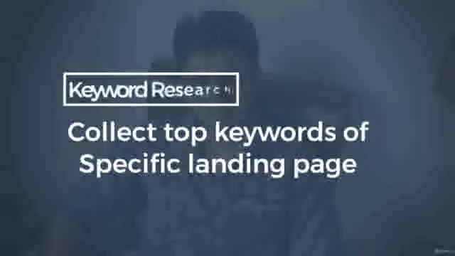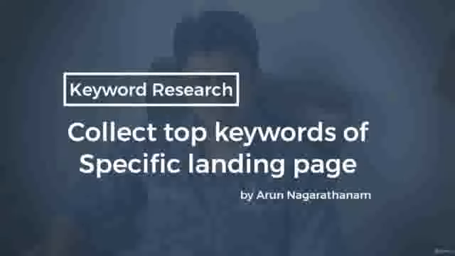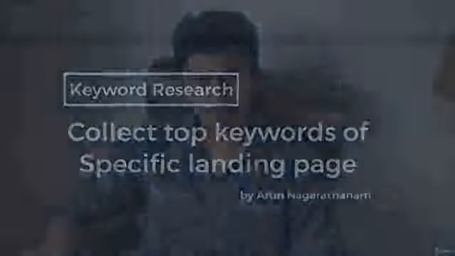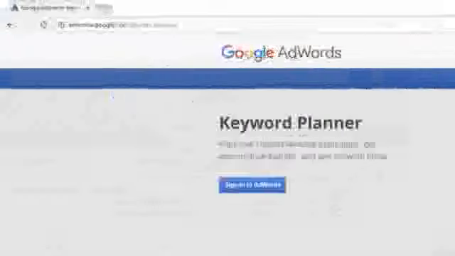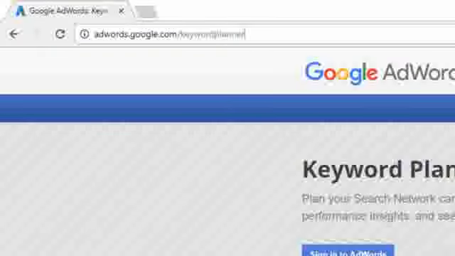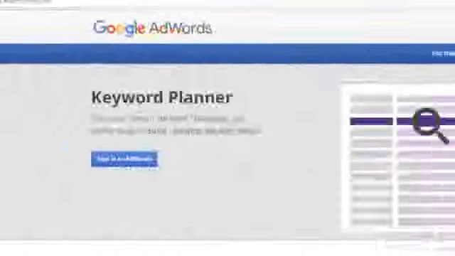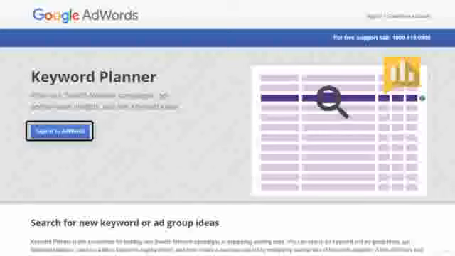In this lecture, you will learn how to use the Google AdWords Keyword Planner tool to collect the top keywords of a specific landing page. Go to adwords.google.com/keywordplanner on your browser and sign in to Google.